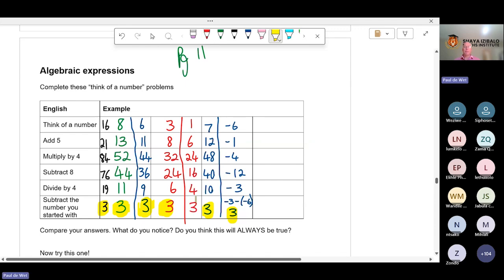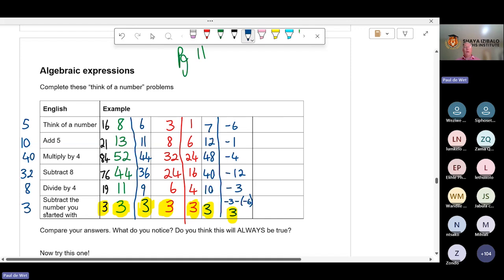Now, guys, 81, I can do 81, but I'm not doing 81. Nomfundo is saying, what? Crazy! We always get 3. I'll use 5 quickly. This is the last one I'm doing. If I use 5, add 5, I get 10. Multiply by 4, I get 40. Subtract 8, I get 32. Divide by 4, I get 8. Subtract the number I started with, I get 3.